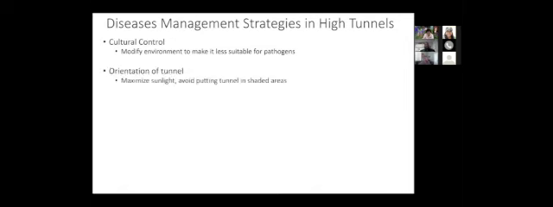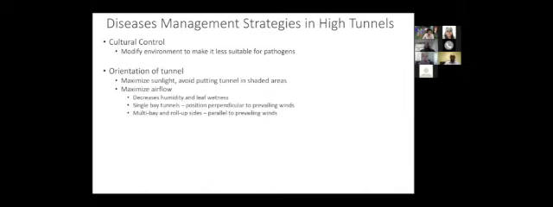Orientation of the tunnel is going to be one of those. I know Sean talked a lot about maximizing sunlight. You don't really want to get shade in too much of it, just for production purposes, but also because of how long leaves are going to stay wet. If you're in the shade for a long time, the sun's not going to burn off the moisture on those leaves as quickly. You want to maximize airflow. It's going to decrease your humidity and decrease the amount of time your leaves are wet.